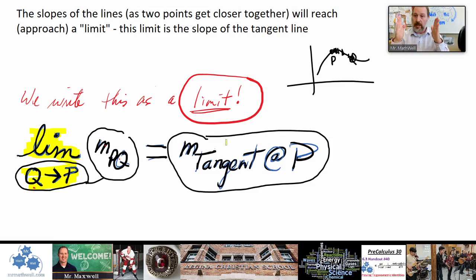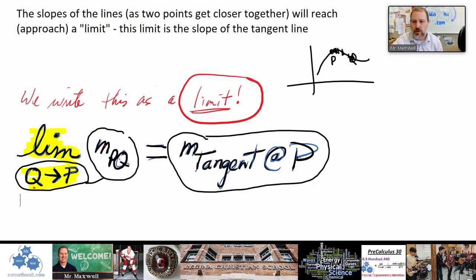Just like this, the 2 points are getting closer together, and at the point where they would become 1 point, that's the tangent. That's the point of tangency. And the slope at that point would be the slope of the tangent line, okay? So we still have 2 points, but you know where that limit is taking you to, okay?